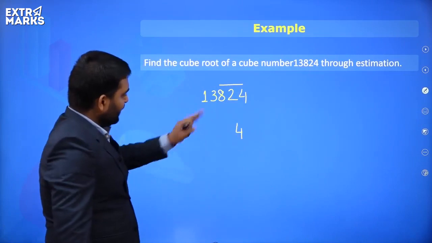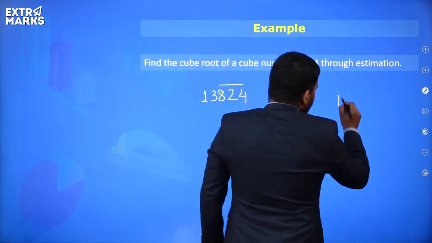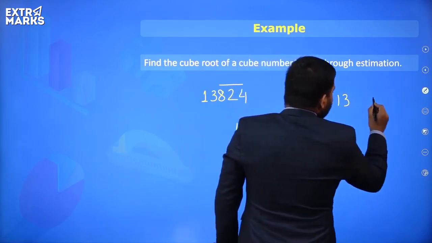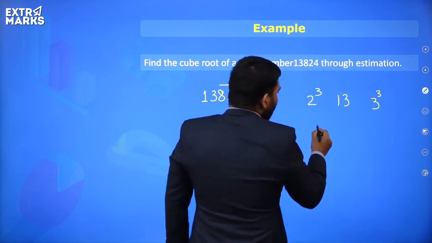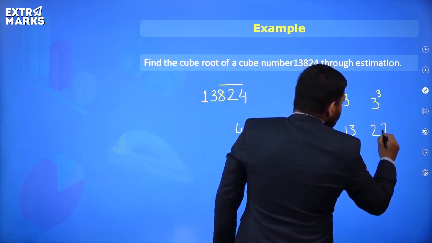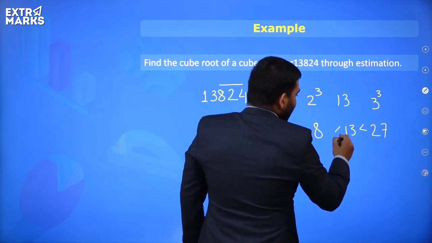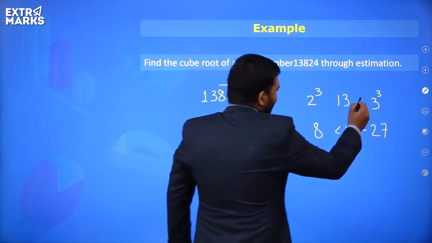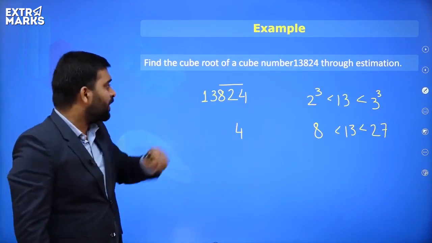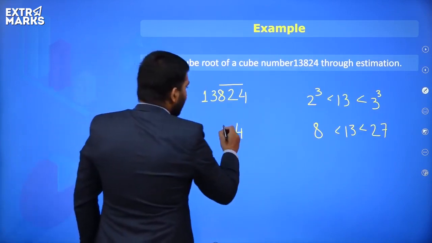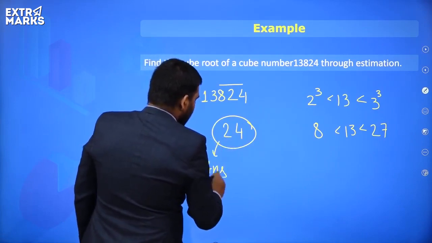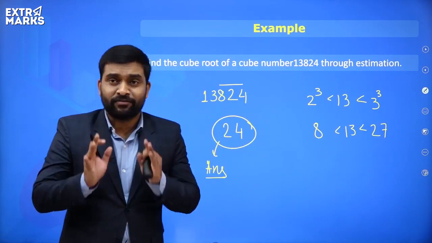Now, 13. Everyone, 13 will lie where? It will lie between 2 cube and 3 cube. 2 cube is how much? 8. 3 cube is how much? 27. See? So everyone, it is lying between them. Yes or no? And we always take the smaller number. So we can say 24 is the answer. I hope this point is now clear to everyone.